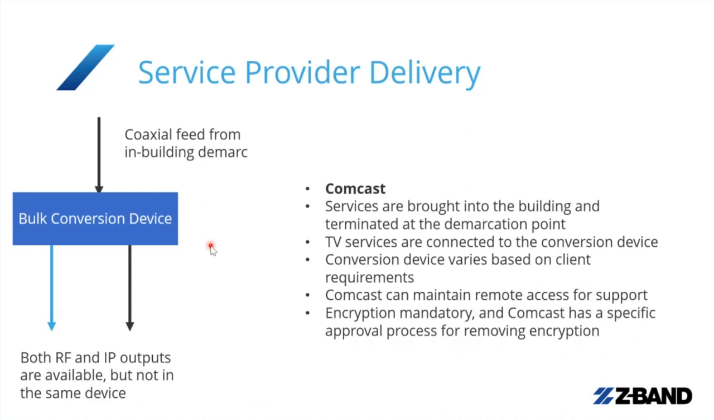So the first one, let's talk about Comcast and how they handle their encryption, everything coming in from an enterprise architecture standpoint. When we've dealt with Comcast, they bring in everything, whether you're getting their data services, their TV services, everything comes in on a pipe, and then they hit a device, and the device splits those things out. You know, your data services head to the network, the TV services head towards either the coaxial distribution infrastructure, if you're going coax to set-top boxes everywhere, or for our environments, for a lot of our clients, it's going to hit some form of bulk conversion device.